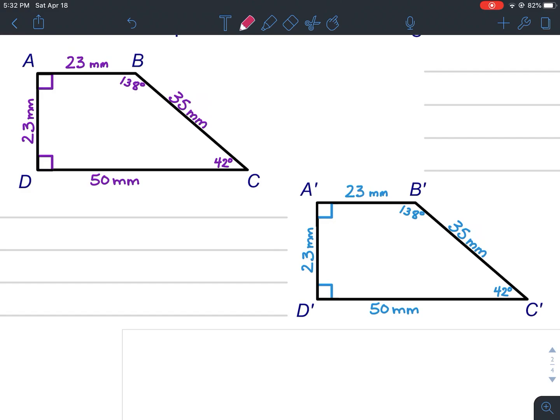Now remember, the boxes in the corners mean that those angles are 90 degrees. So go ahead and write that down.